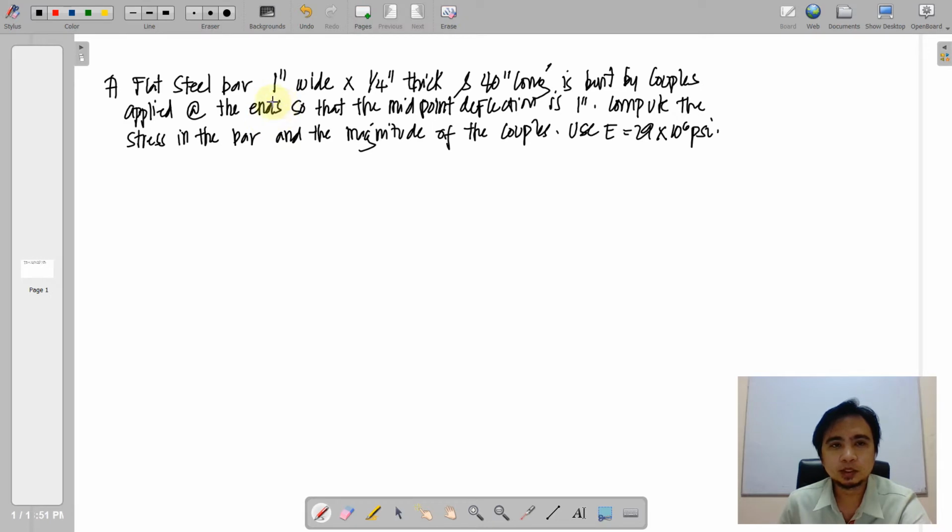The cross section is given as well as the length of this flat bar, and it is being bent by couples applied at the ends so that the midpoint deflection is 1 inch. Compute the stress in the bar and the magnitude of the couples. Use E, or the modulus of elasticity, equal to 29 times 10 raised to 6 pounds per square inch.